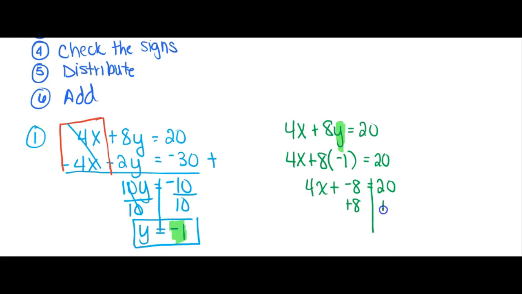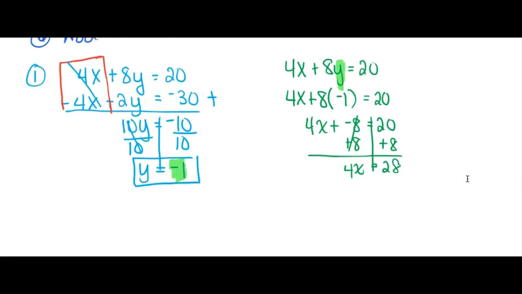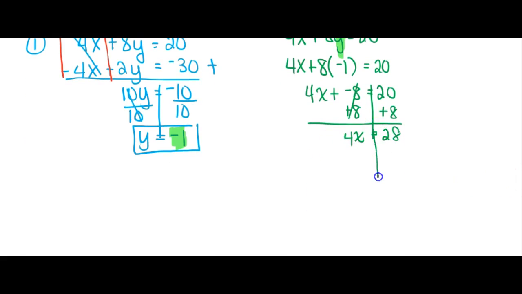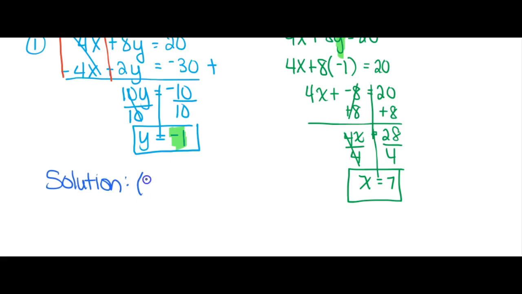Add 8 to both sides. These cancel. 4x equals 28. Let me move my paper down a little bit. We need to divide by 4 on both sides. X equals 7. So our solution, because remember I'm asking you to write this, our solution would be 7, negative 1, because it's that x and y. Okay?